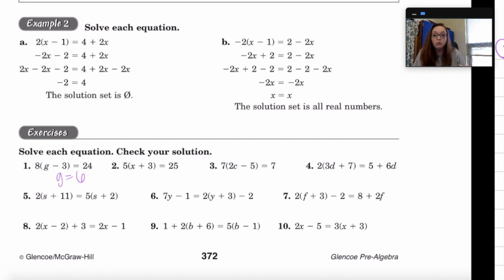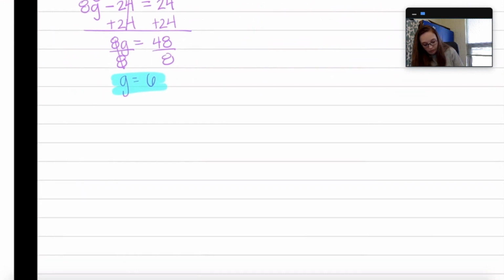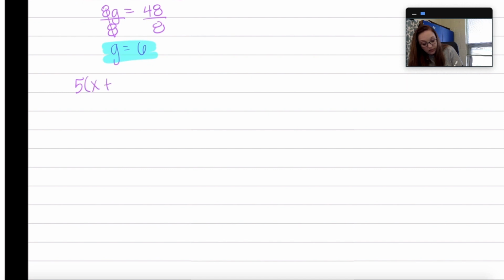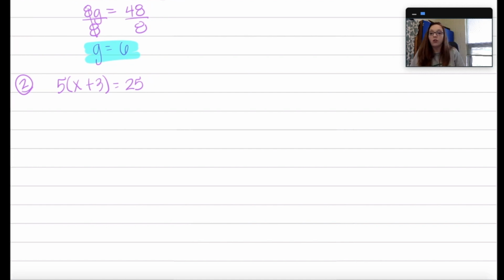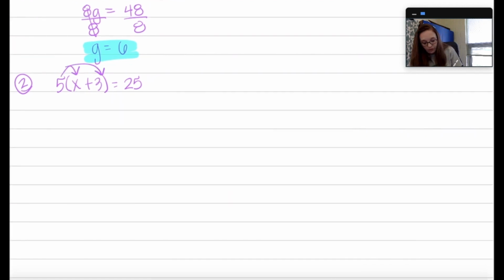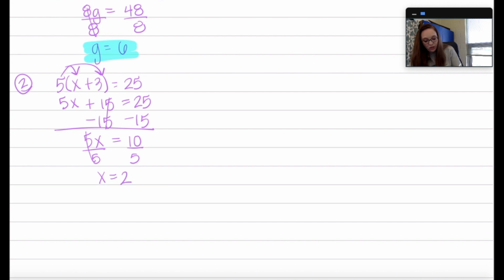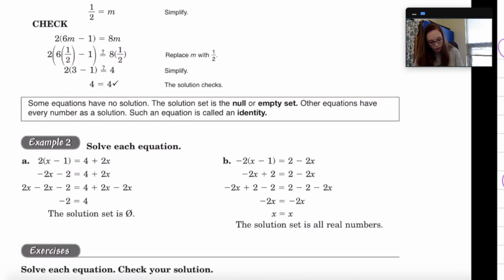Okay, let's do number 2. So 5 times the sum of x and 3 equals 25. That's problem 2. So we're going to start off by distributing that 5. So that'd be 5x plus 15 equals 25. I'm going to subtract the 15. So 5x is equal to 10. Now I divide both sides by 5. So x is 2. I'm going to go back and write that down. X equals 2.